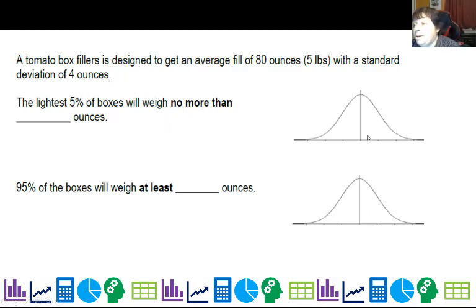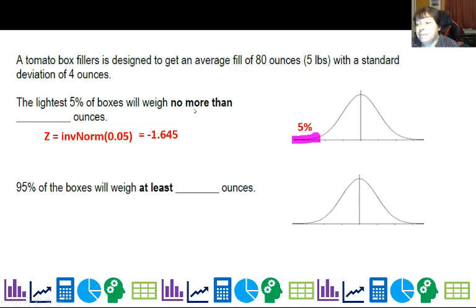Well, where are the lightest boxes? Are they up here on this end of the curve or on the bottom end of the curve? They should be on the lowest weights, so down here on the left side of the curve. We want 5% there, so this is actually pretty easy. The z-score right here that marks the boundary has 5% of the weights to the left, so I just do inverse norm of 0.05. And I get negative 1.645, which kind of makes sense because before when I had the top 5%, I got positive 1.645.